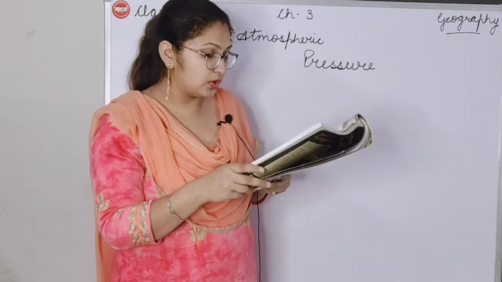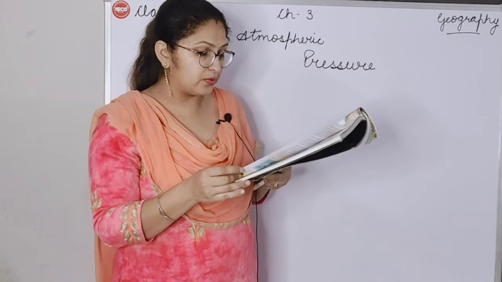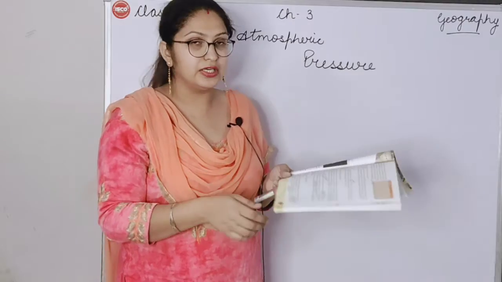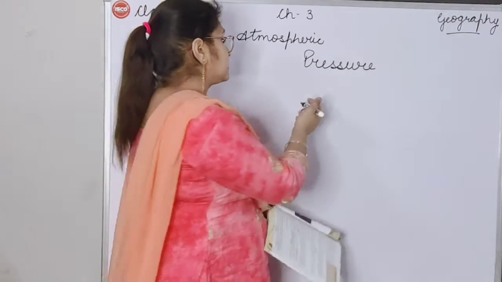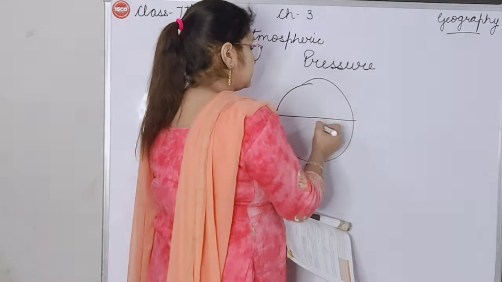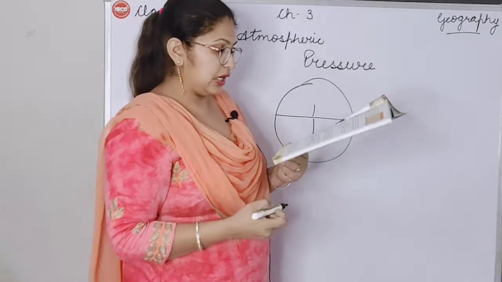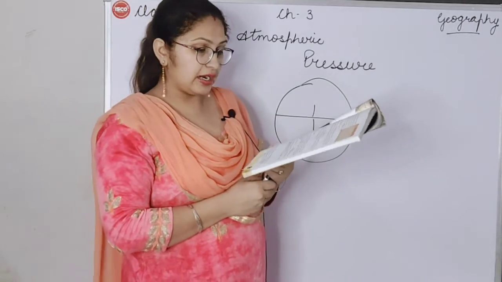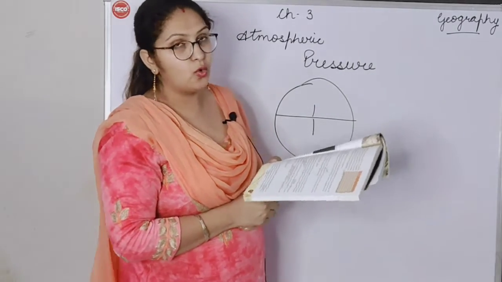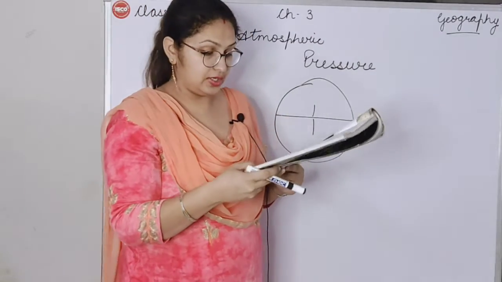Pressure belts of the world. First is the equatorial low pressure belt, stretching between 5 degrees north and 5 degrees south. If you see here on earth, this is the equator, 5 degrees to the north side and 5 degrees to the south side. This area around the equator experiences low pressure, so it is known as the low pressure area.